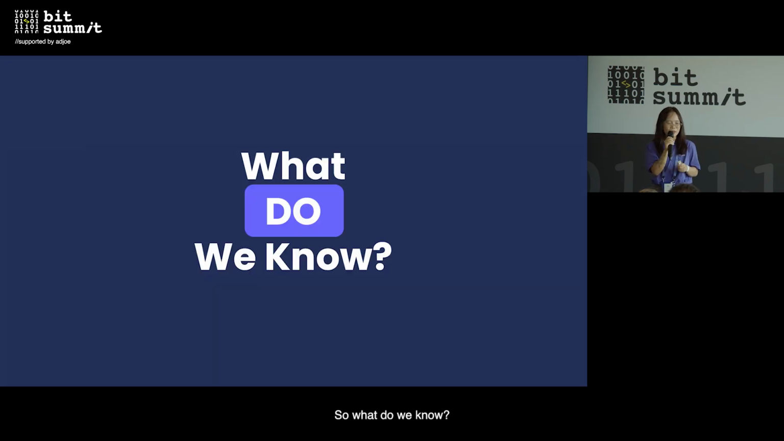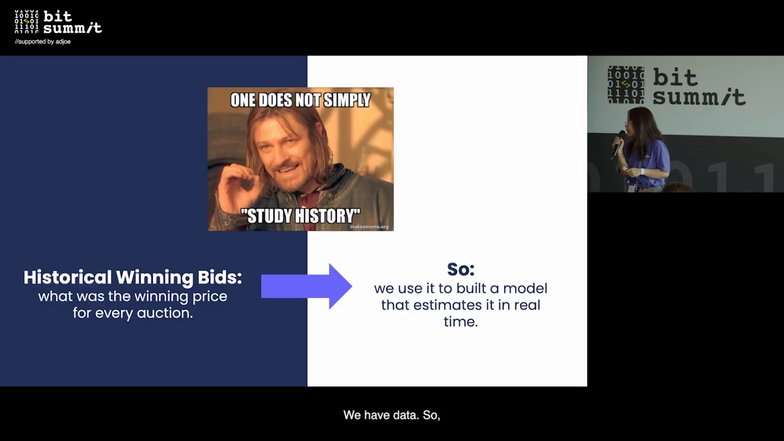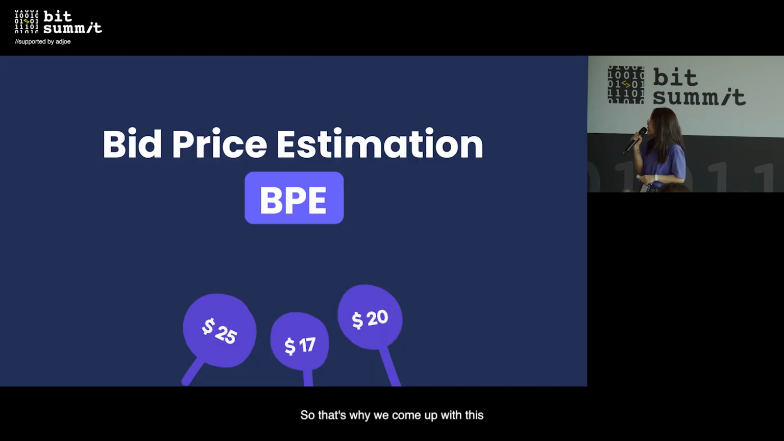So what do we know? We have data. So we have the historical auction data that happened in the past. And from there, we think that maybe it makes sense to study some patterns in those past data. And we could maybe build a model that estimates our bids in real time. So that's why we came up with this bid price estimation model. And in our teams, we call it BPE.